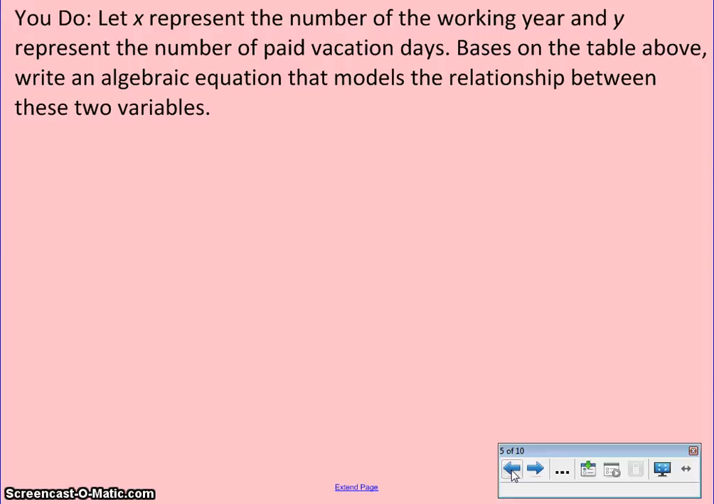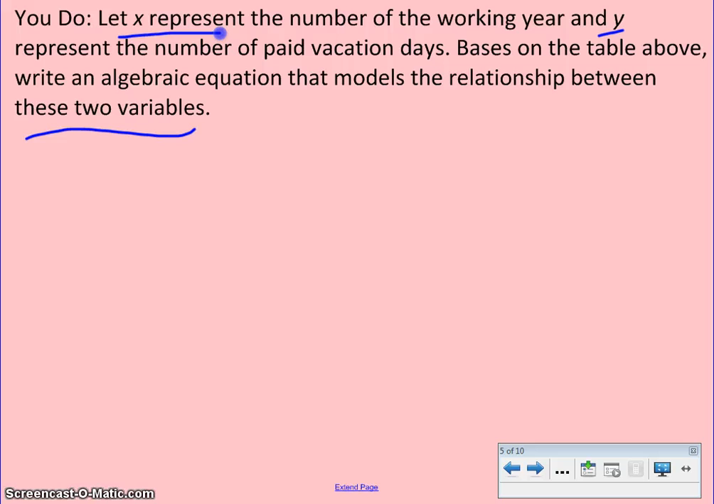All right, let's see how you did. It says let X represent the number of working years and Y represent the paid number of vacation days. Based on the table above, meaning the table from the example that we just did, write an algebraic expression that models the relationship between 2 variables.